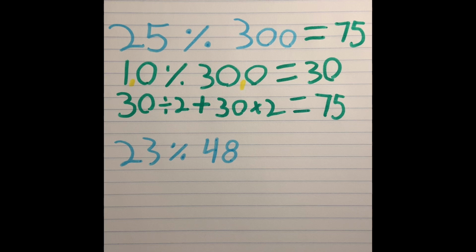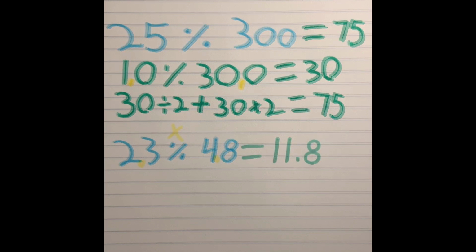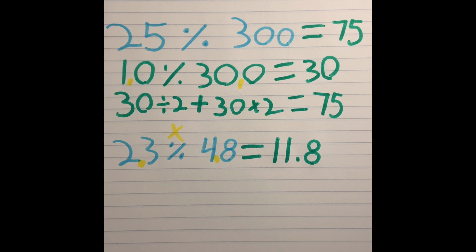Now, don't let this next question confuse you. 23% of 48, we just stick to what we've been doing all along. We shift over the decimal place to make it 2.3 and 4.8, and then we times them. This equals 11.04. For some reason, I put 11.8, which I corrected later in the video. Sorry about that if you're confused. But yeah, if you got 11.04, you're correct.